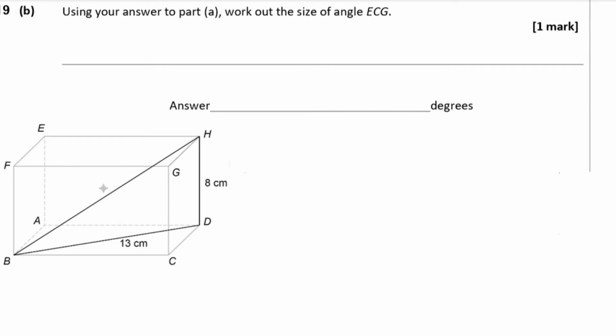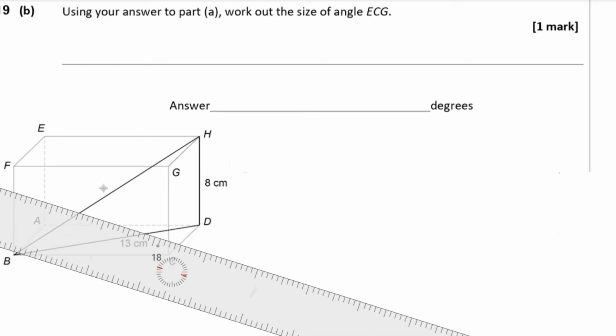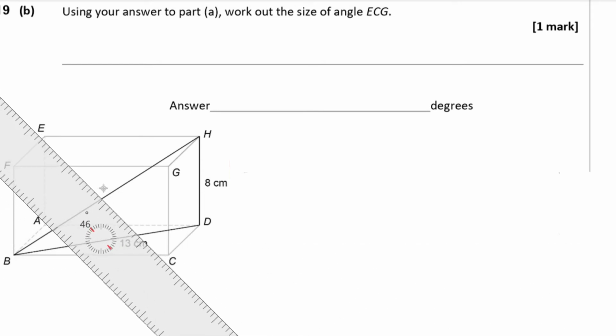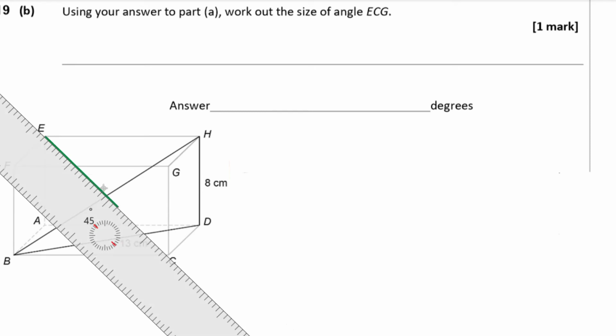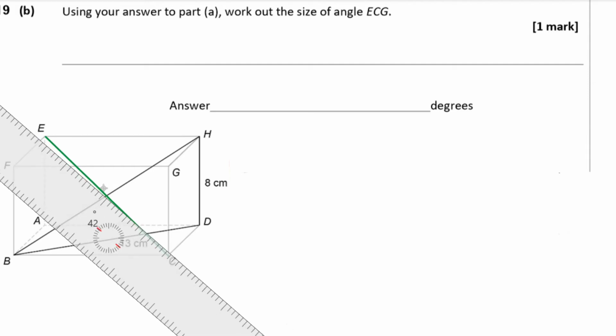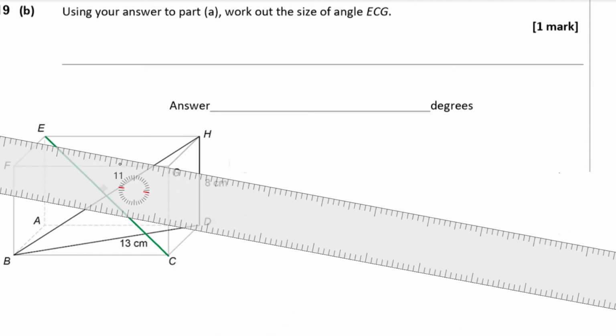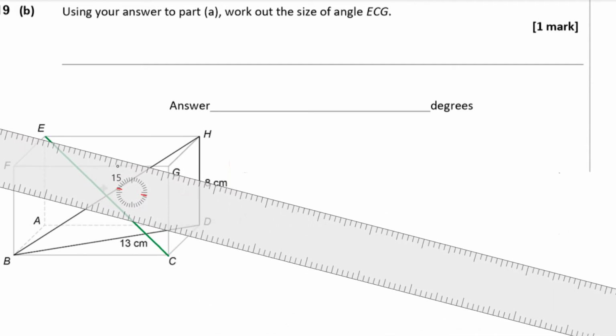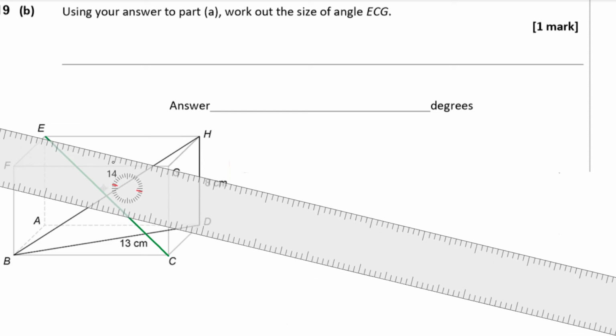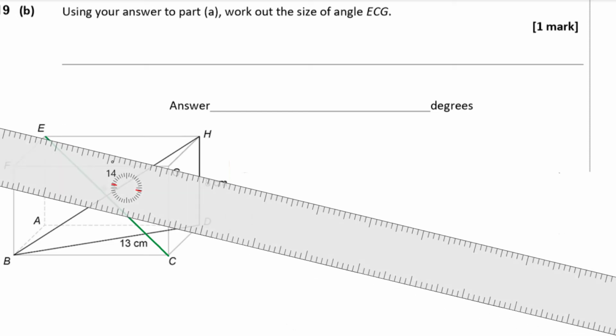Now part B says, using your answer to part A, work out the size of angle ECG. Again, let's work out where ECG is. E to C to G. Well, E to C is not marked, so I'm going to draw that line in first. I'm going to draw in the rest of the triangle as well. We're going to be using E to G as well, I think, because we need a right angle triangle to use.